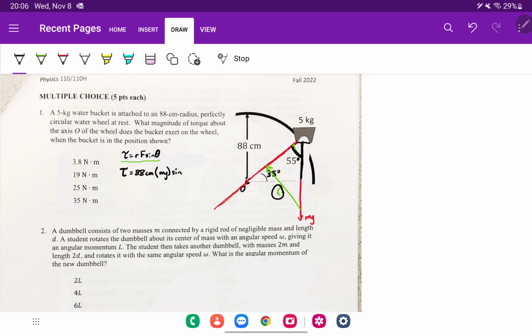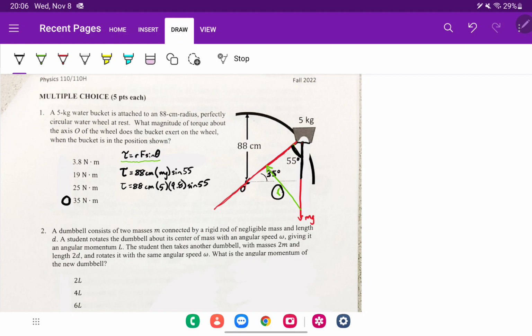And so we need to use this 55 degrees instead of the 35 degrees. So we're going to do sine of 55. And then we're given the mass is 5 kilograms, so we can plug that in as well. 88 centimeters times 5. Gravity is 9.8. And sine of 55. If we do some math, we eventually get to the answer of 35 Newton meters.